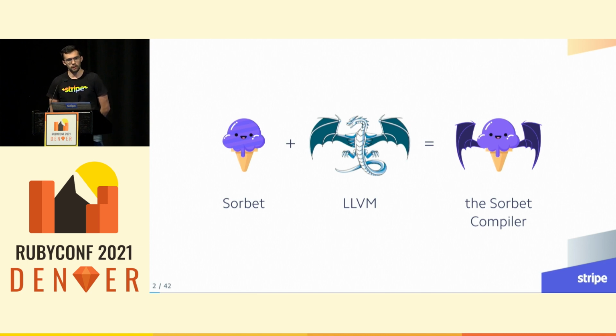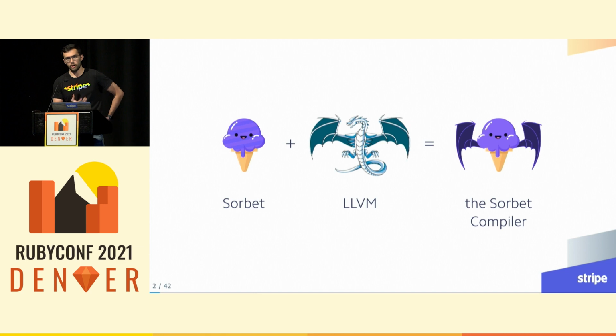So the other definition that we want to get out of the way in the beginning is LLVM. LLVM is a framework or toolkit for building compilers. It takes all of the hard part of building a compiler and puts it behind a nice little interface, and all we have to focus on is how to take our source language that we want to compile, in our case Ruby, and convert it into native code using LLVM. So when we smash those two things together, we get the Sorbet compiler.